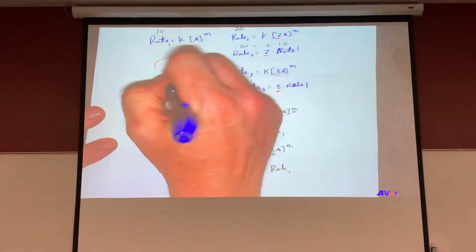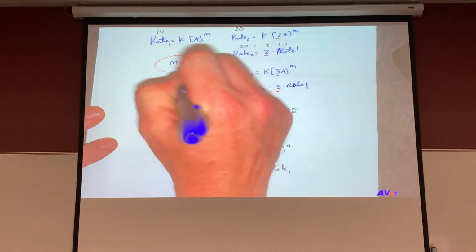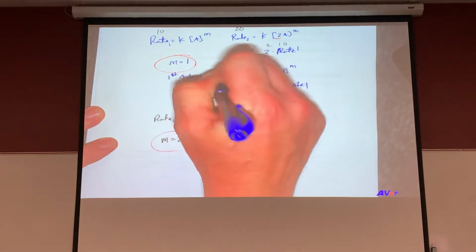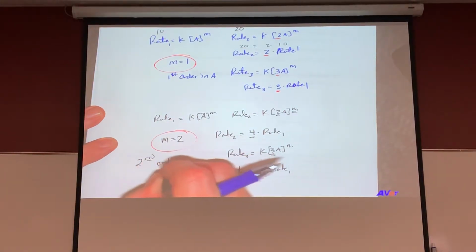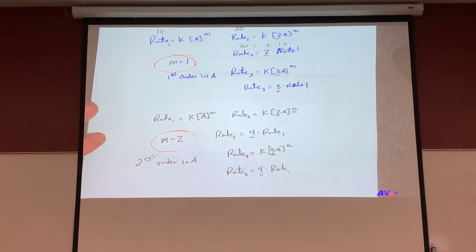This one would be for the first one. You would say this is first order in A. For the bottom one, you would say that it's second order in A. Okay. Questions about the bottom one? Anybody have a question you don't quite know what to ask, or how to?